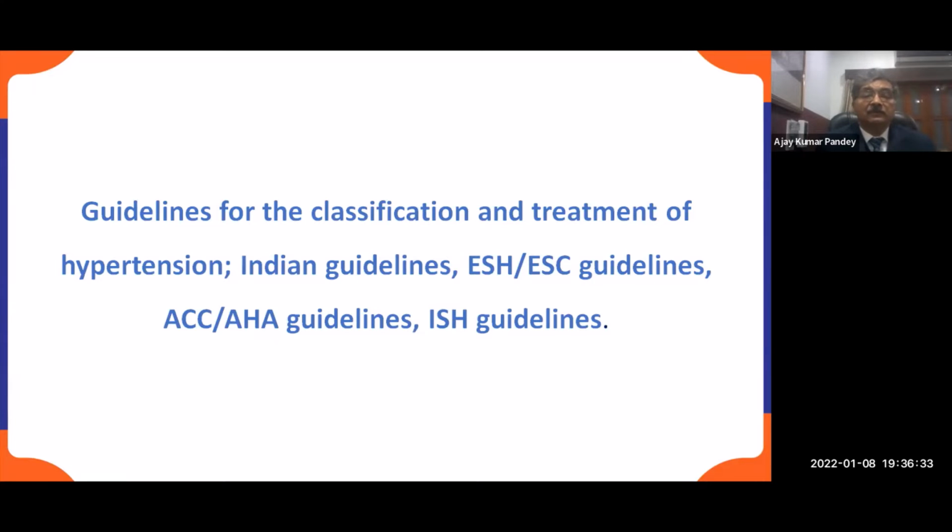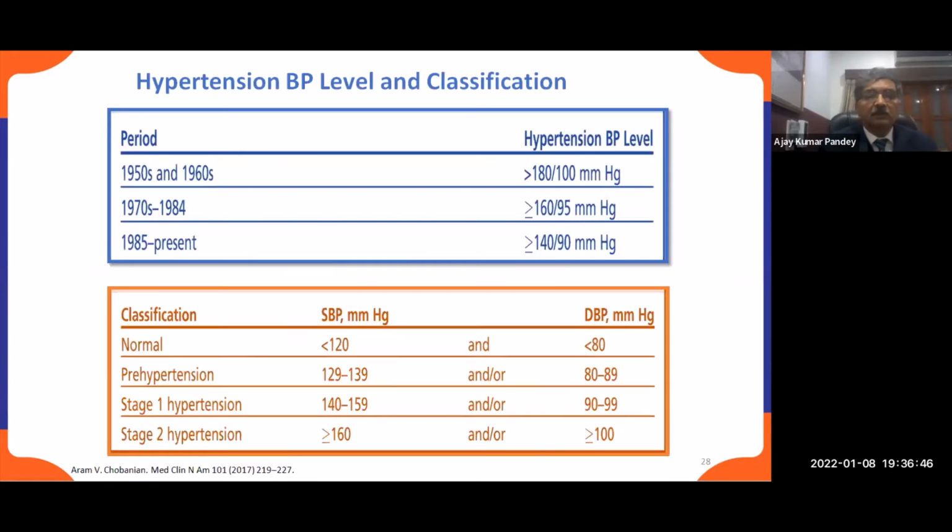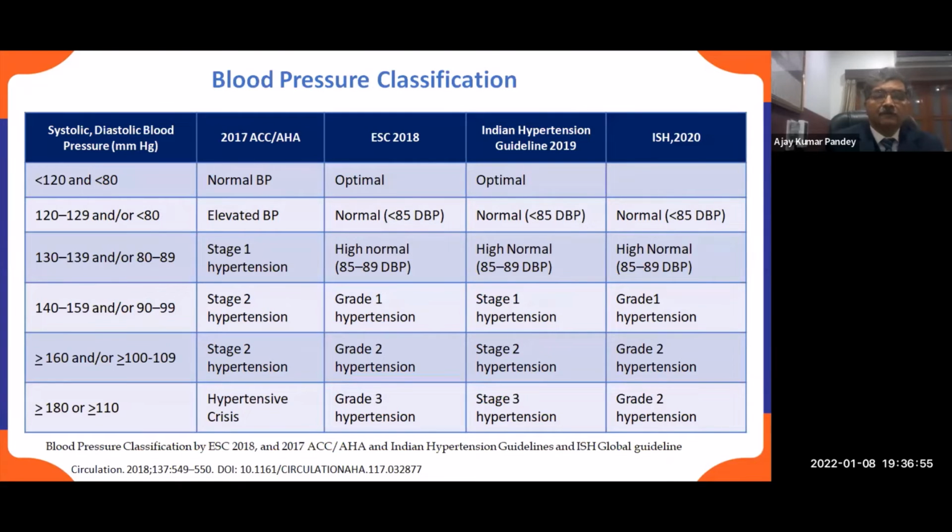Guidelines for classification and treatment of hypertension. I will prefer to stick to the Indian guidelines because there are different guidelines, European, American, and International Society of Hypertension, but most of them look into similar types of guidelines. So I will take you to this, the Circulation 2018 guidelines.